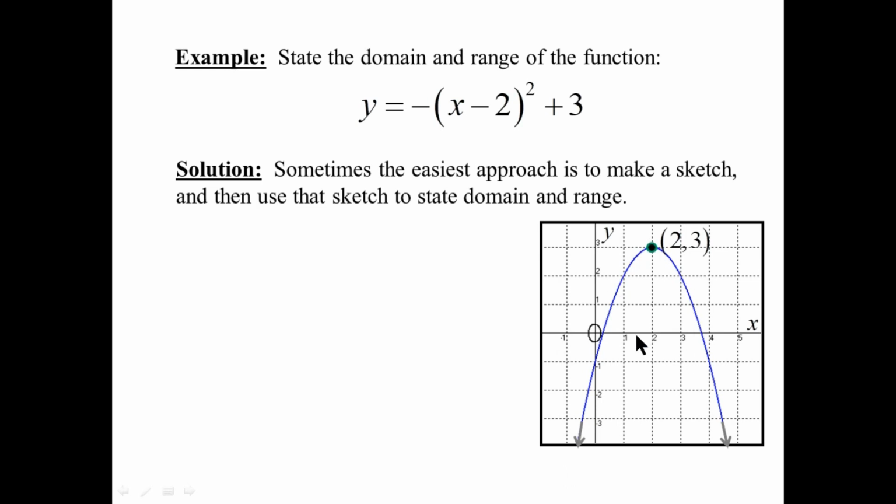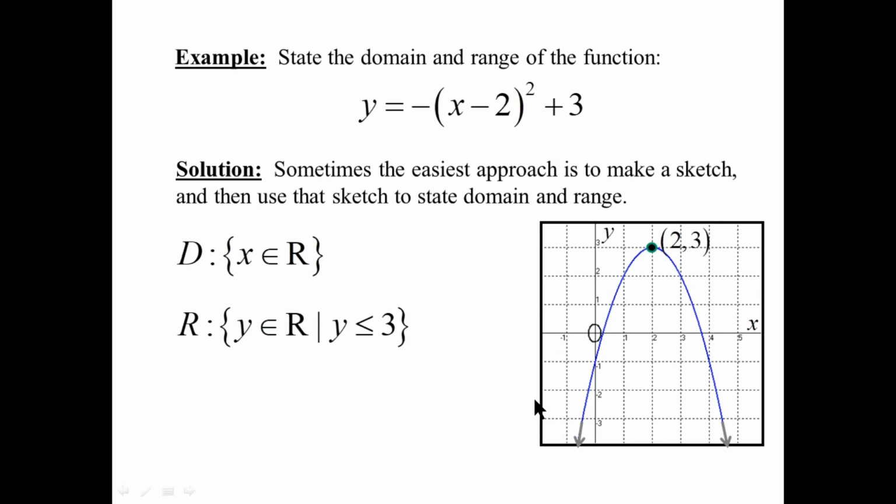So we can very simply state the domain is x is any real number. While the range, if we were having a conversation with a partner, we might say, it looks like the highest y value we see is 3 here, and from there it goes down. It never gets above 3. It comes up to 3, then it turns back. So the range is the set of y in real numbers such that y is less than or equal to 3. That's stating the domain and range of something like this.